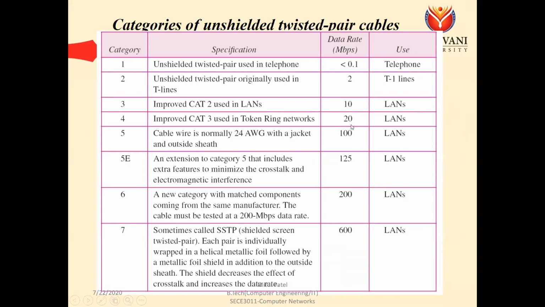Cat 4 gives speeds of 20 Mbps, 100 Mbps, 125 Mbps. Majorly in our traditional Ethernet, we are using this Cat 3 cable, in which we can get a speed up to 10 Mbps.